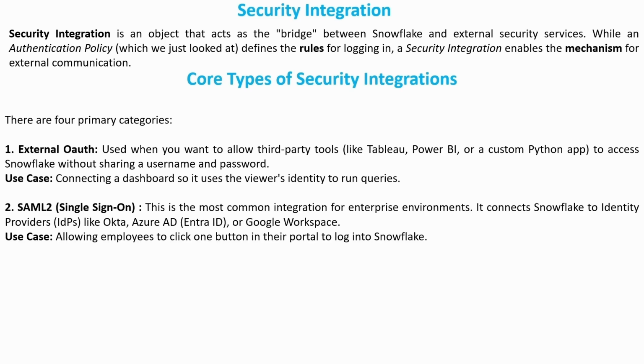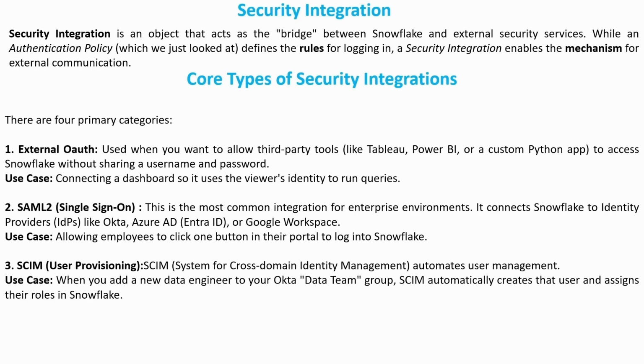Next up is SAML 2. This is the most widely used one, and more than 90% of organizations are using this way for security integration. This is the most common integration for enterprise environments. It connects Snowflake to identity providers like Okta or Azure Active Directory or even Google Workspace. The use case is it allows employees, with a single click, to easily go into the Snowflake portal.